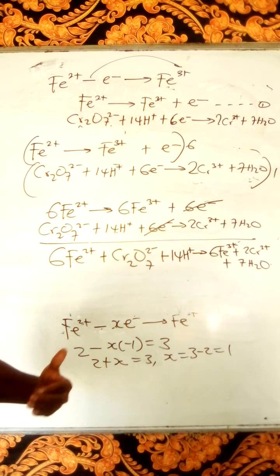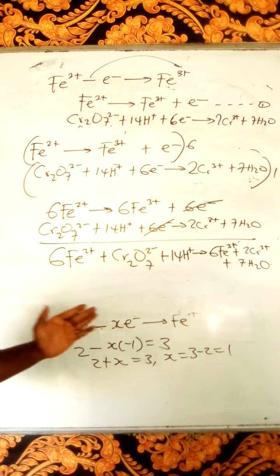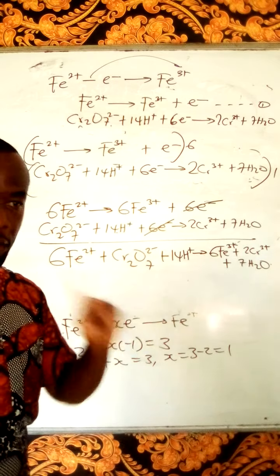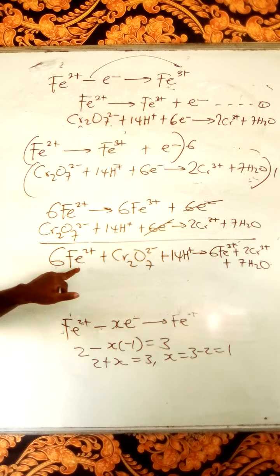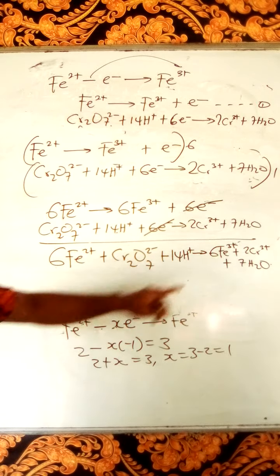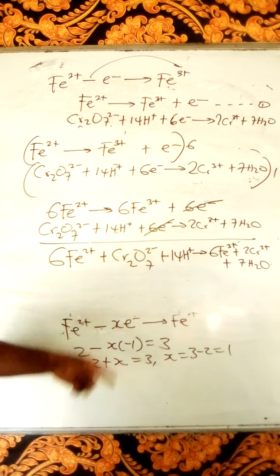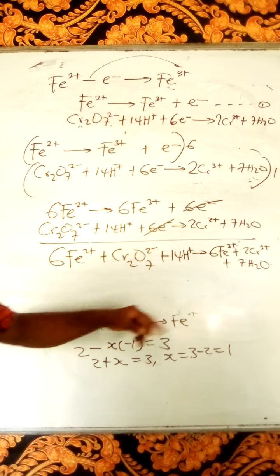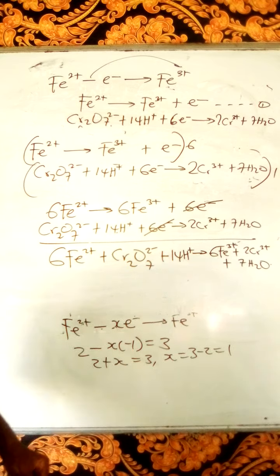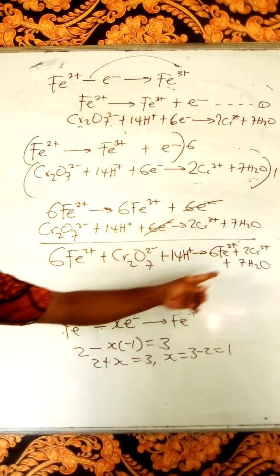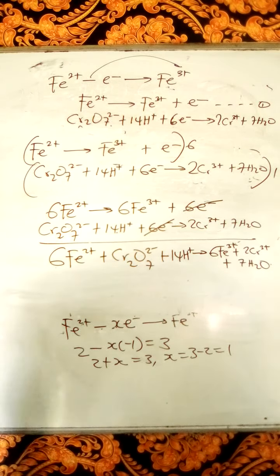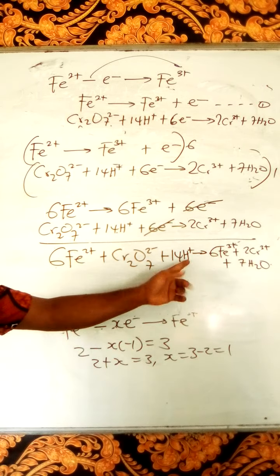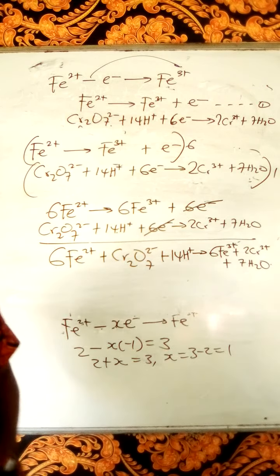For an equation to be balanced, both the atoms and the total charge on both sides must be equal. Iron is 6 atoms here, and 6 times 1 is also 6 here. Chromium is 2 atoms, 2 times 1 there is also 2. Oxygen is 7 atoms, 7 times 1 is also 7. Hydrogen is 14 atoms, 7 times 2 is also 14.